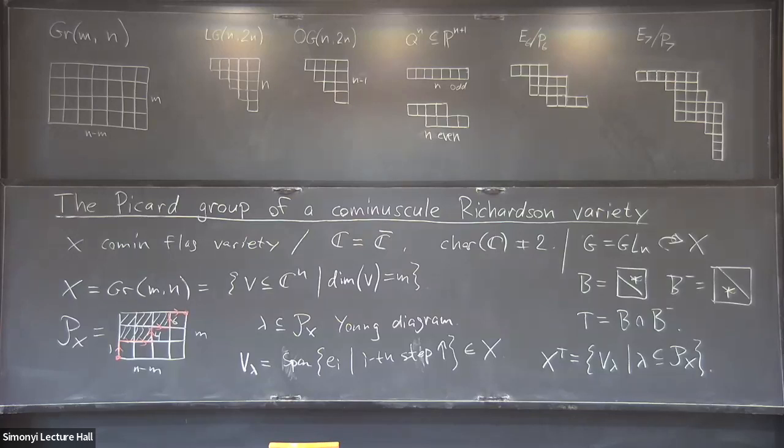And the Bruhat order on these Young diagrams just says that mu is contained in lambda if and only if the Schubert variety X_mu is contained in X_lambda, equivalently X^mu contains X^lambda. And again, if and only if the intersection X_lambda intersect X^mu is not empty.